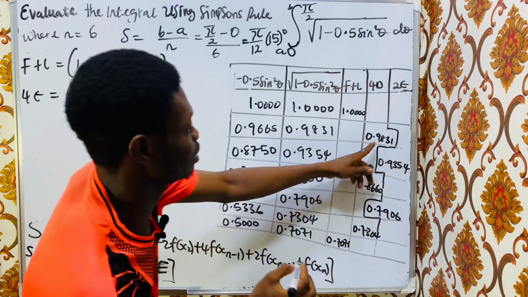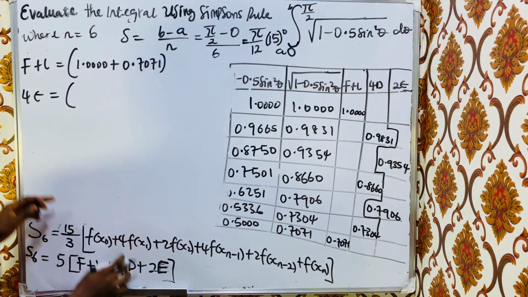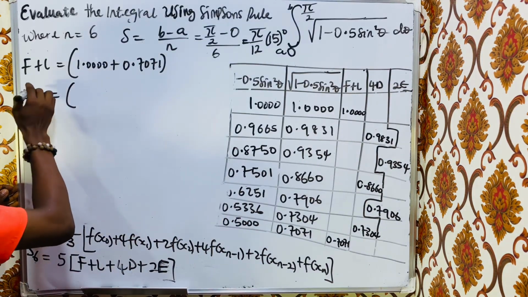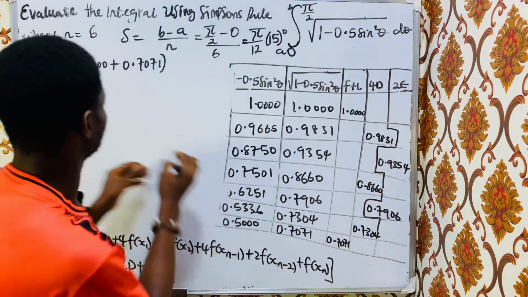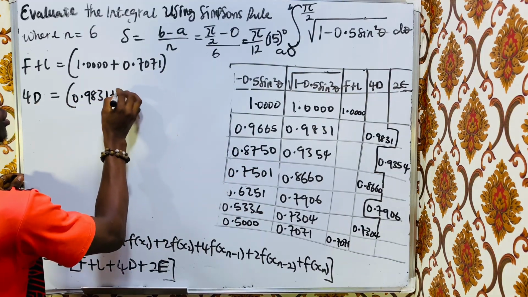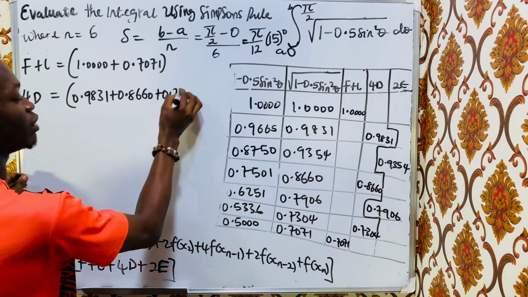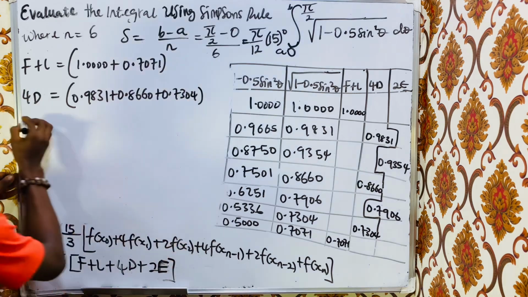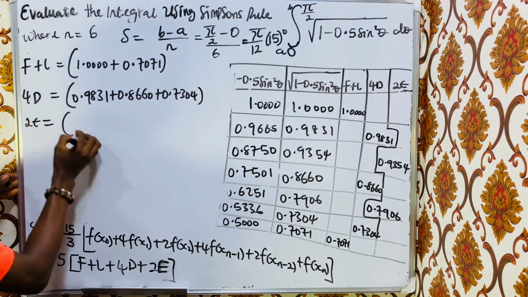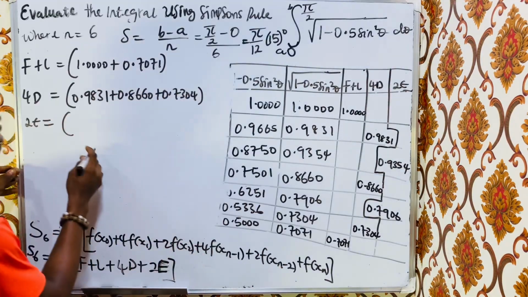So 4 times odd numbers will give us what? Sorry, 4 times odd numbers. Which ones are the odd numbers? 0.9831 plus 0.8660 plus 0.7304. So 2 times even numbers will give us, which ones are the even numbers? We can call it remaining even numbers.